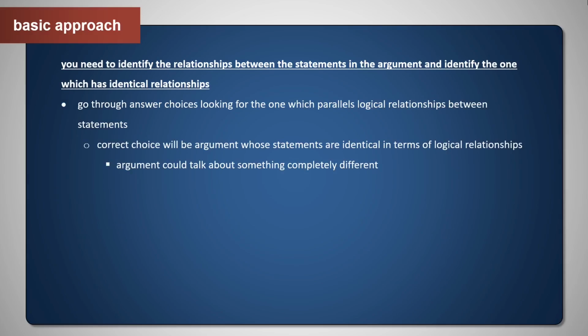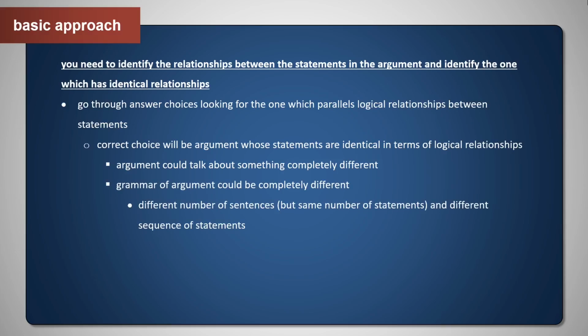The argument could talk about something completely different. It doesn't have to talk about the same thing. And the grammar of the argument could be completely different. So you could have a different number of sentences, but you need to have the same number of statements. They don't have to be in the same order, and they don't actually have to have the same number of sentences. But the grammar and the content being different has no bearing. In fact, certainly all of the time, the content will be different. The grammar won't necessarily always be different, but if it is, it's not an issue. The correct choice is correct because it's parallel in terms of its logic.